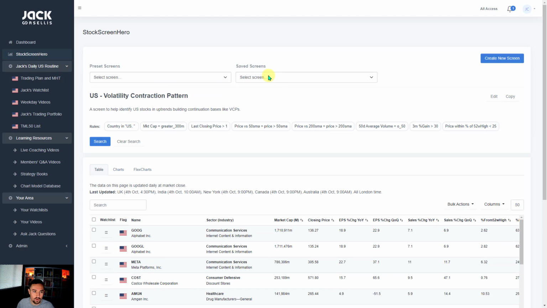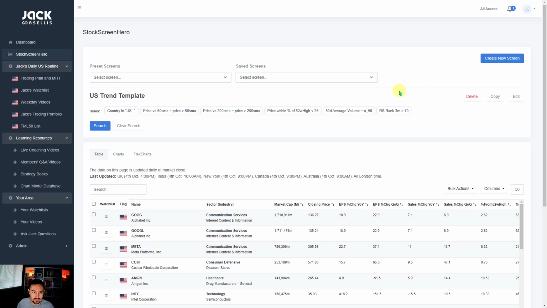If you want to create your own screen, then I can show you how to do that. So I'm going to go US trend template like this. So country US, and I want the price to be above the 50-day moving average. I want price to be above the 200-day moving average. Why? Because trend template, I want it to be in a stage 2 uptrend. Price within 25% of its 52-week high. I want the 50-day average volume to be greater than 50k. I could increase that to 100k, 200k. Again, just trying to get out some of the very illiquid stocks in the market.